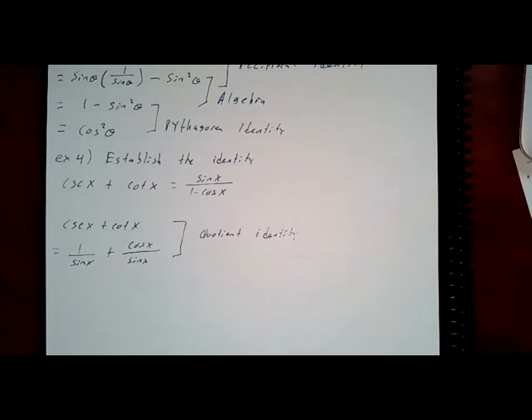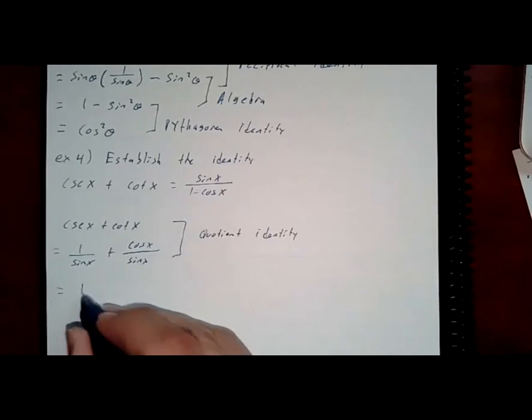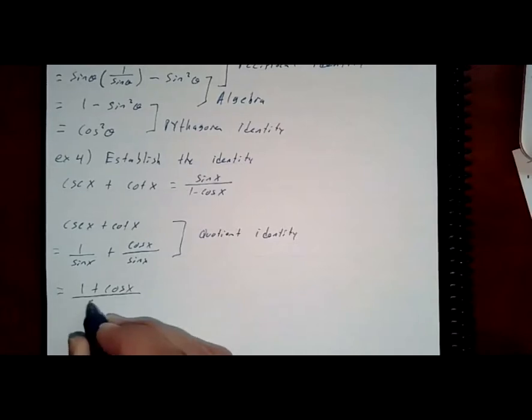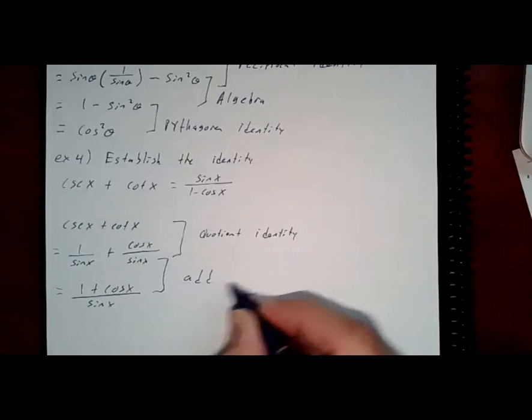Okay, but now this time we got lucky and they have the same denominator. So we can just go ahead and add them together, add the fractions. We don't have to introduce anything weird. This will become (1 plus cosine x) over sine x. So that was just add the fractions.